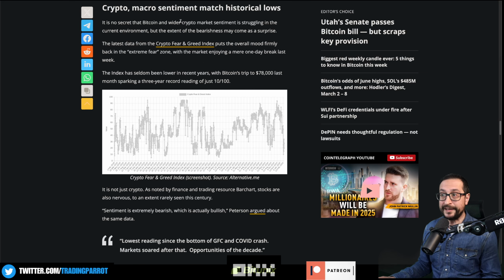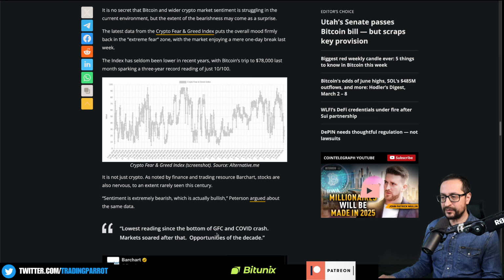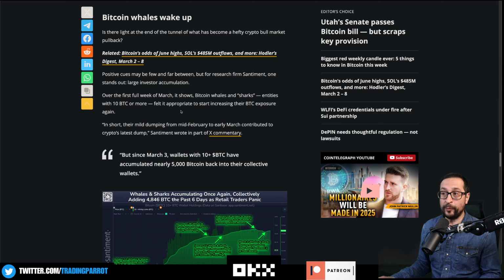The fear and greed index is still in the very low levels. Indeed, it's as low as GFC and COVID crash. On those opportunities, price soared right after that. People are also talking about the whales waking up.